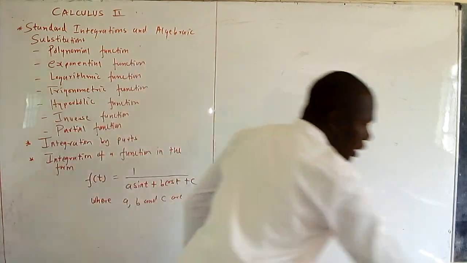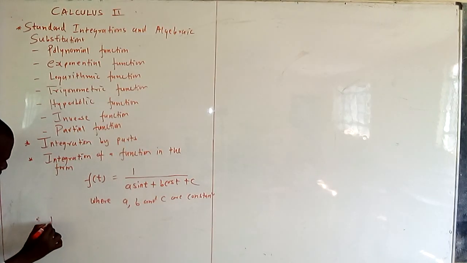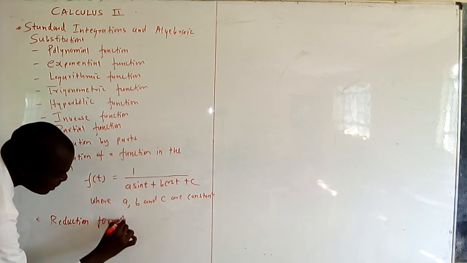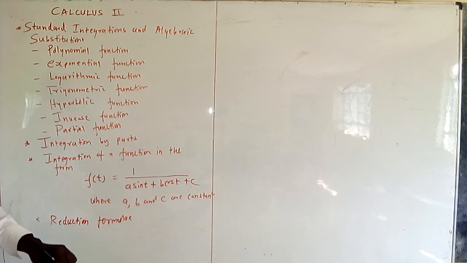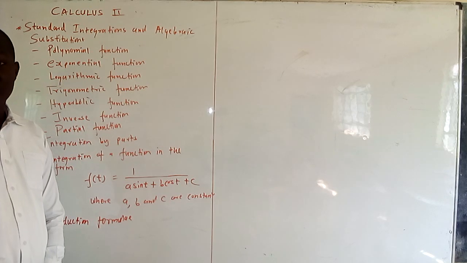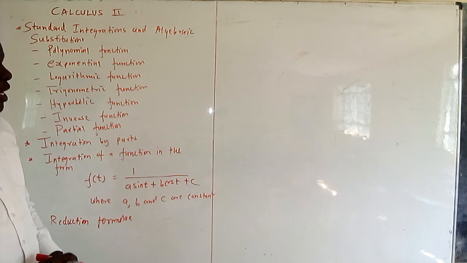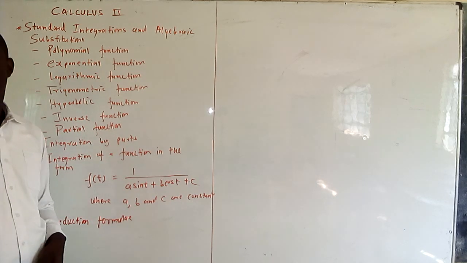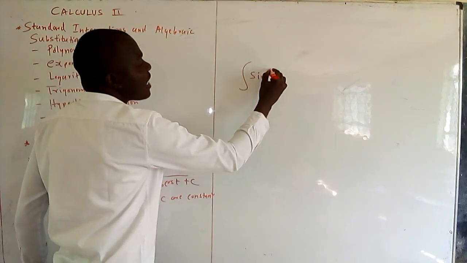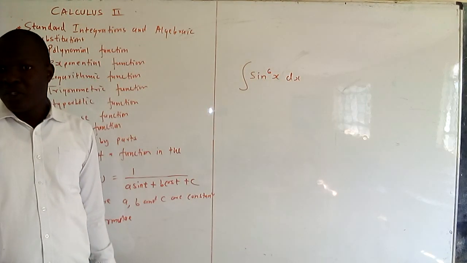The next, of course, the reduction formula. I'm not going to dwell much on the reduction formula. What I will just deal with is what you learned in trigonometry 2, the trigonometric identities. We'll just be dealing with those identities to see how we integrate certain functions, maybe the trigonometric functions, like someone tells you to come and integrate sine raised to power 6 x dx. Have you seen such kind of cases?